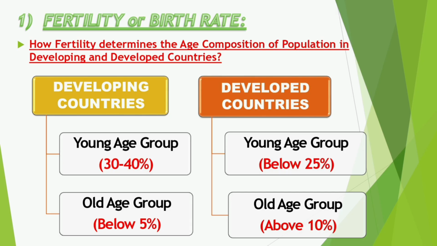High fertility produces a larger proportion of children in the population. For many developing countries in Asia, Africa, and Latin America, high birth rates mean the young age group, that is 0 to 14 years, can be 30 to 40% of the population. In contrast, developed countries with low fertility often have below 25% in the young age group and a comparatively larger elderly population.